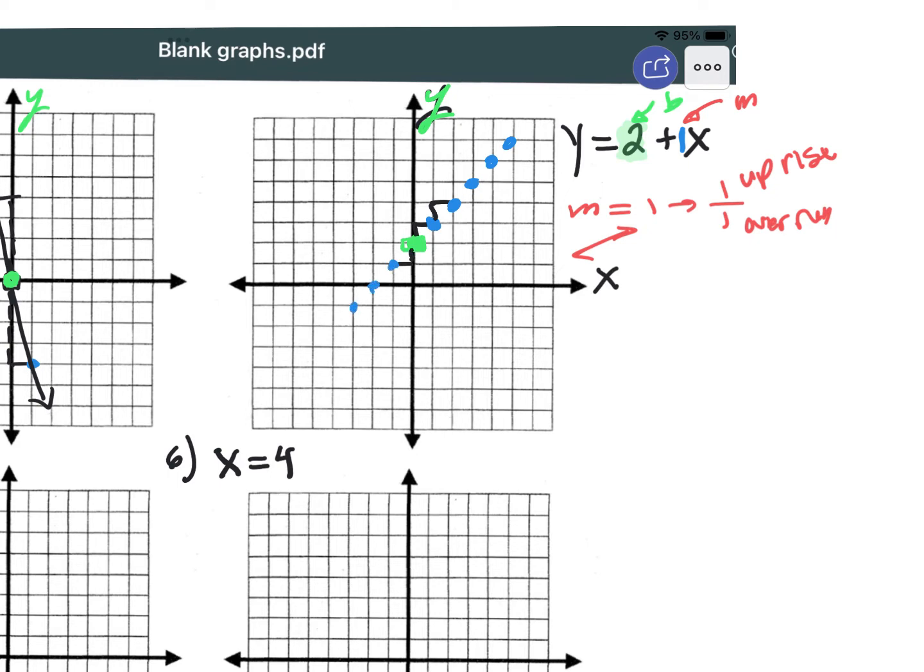The more points you plot, the more accurate your graph is. And remember, when you're graphing solutions, if you're graphing accurately, you're going to have accurate solutions.